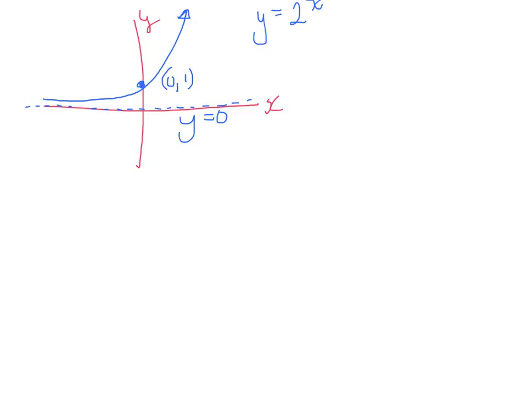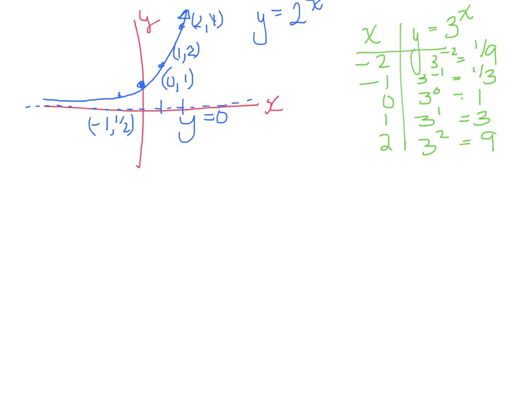So what would happen with 3 to the x? Let's do a quick table of values. Okay, so I found my table of values. I want to put them on the graph and see how this graph differs from the other one. So when x was negative 2, I had a ninth. When x is negative 1, I have a third.